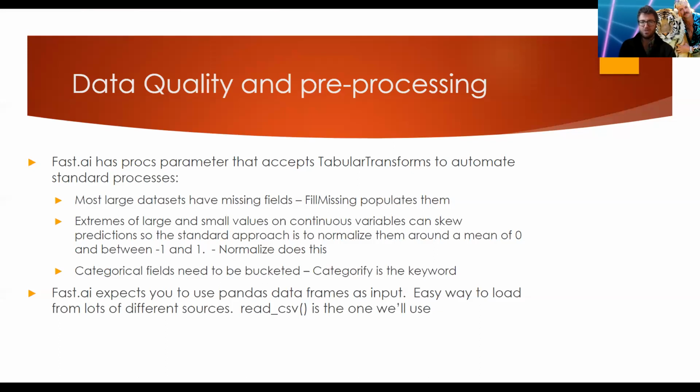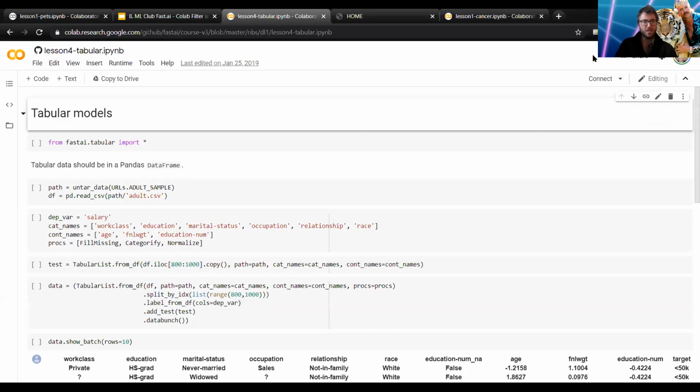The categorical fields also need to be bucketed. So categorify is the keyword that does that for you. It builds the list out of the data rather than you having to trawl through the data and run queries like select distinct blah from table. It does all that for you. And the other cool thing about it is it expects you to use a pandas data frame as input, and pandas data frames are super easy to use. Reading CSV is probably the easiest way to populate them if you've got a CSV.